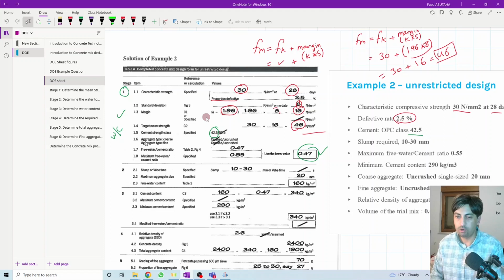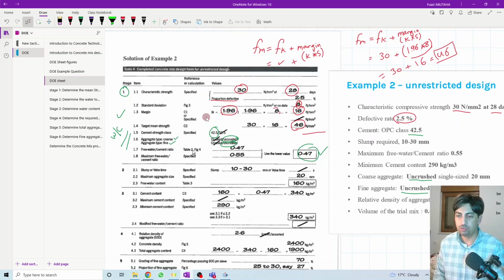Okay, here 1.6, the aggregate types, the coarse aggregate and the fine aggregate types. The question is already giving that we are using coarse aggregate uncrushed, and the fine aggregate is also uncrushed, so we just select the uncrushed and the uncrushed here. What next? Then we'll start calculating the water cement ratio based on this information that is given in the question.